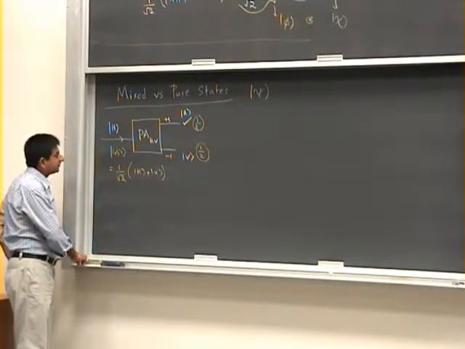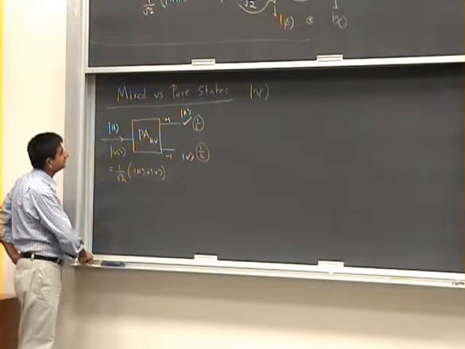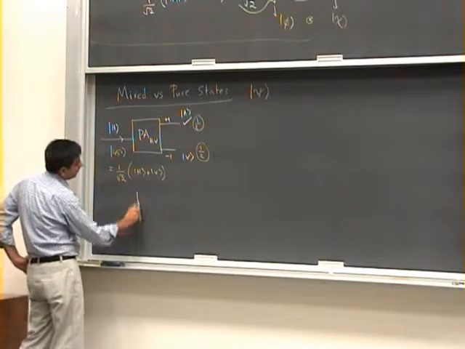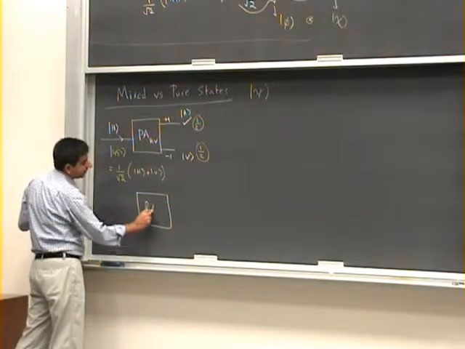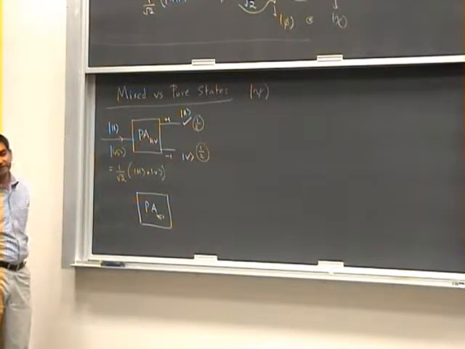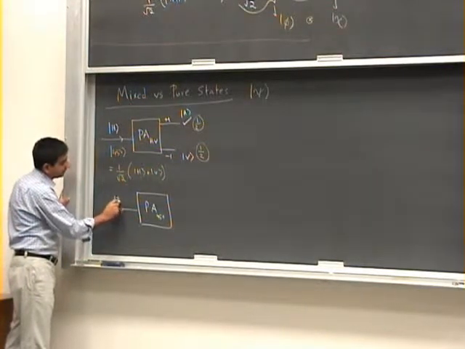Okay. Now suppose I do something different. I have an analyzer that is oriented along the 45 degree axis, for example, its external axis. And I input photons that are coming in at 45 degrees.